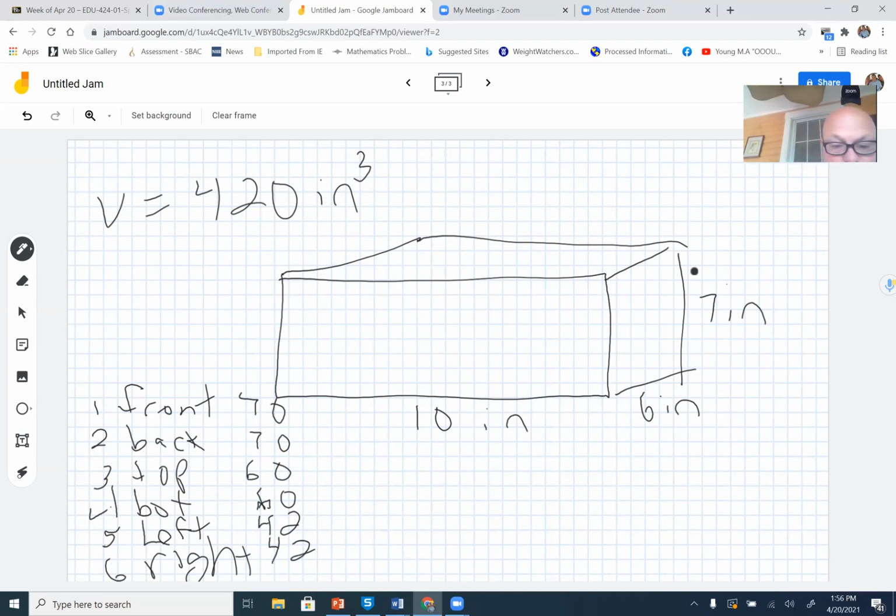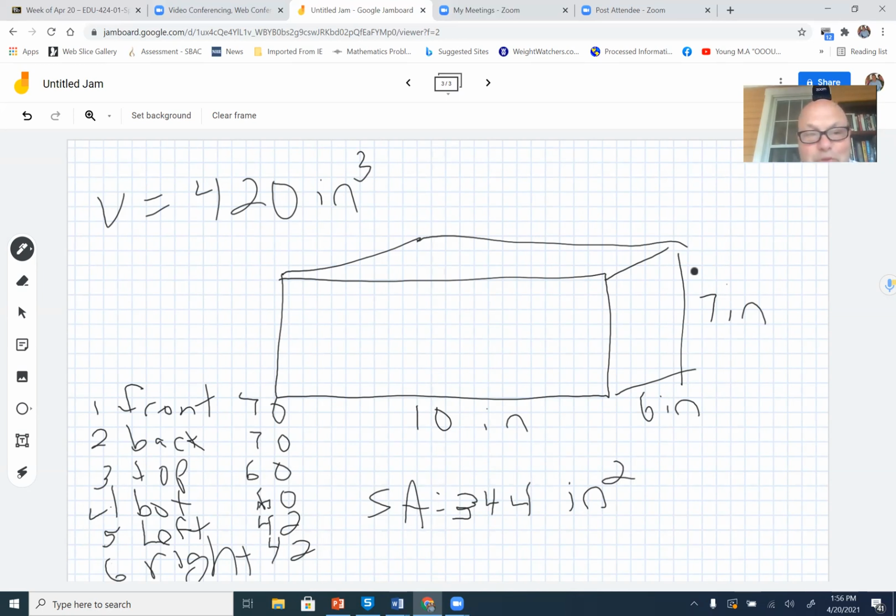So there's 70 plus 70 is 140, plus 60 is 200, plus 60 is 260, plus 42 is 302, plus another 42 is 344. So the surface area is equal to 344. Now we're painting, so we're using squares, not cubes. So it would be inches squared, or square inches. So that's how we find volume and surface area of a rectangular prism. And hopefully by watching that, you were able to understand the concept of volume and surface area. So volume, we're filling it up with cubes. Surface area, we're painting each face.